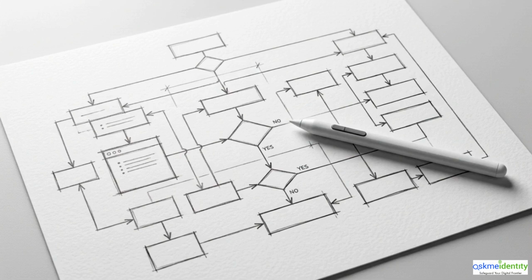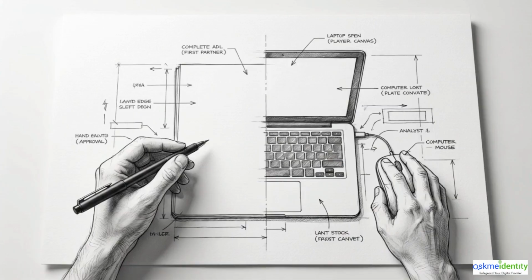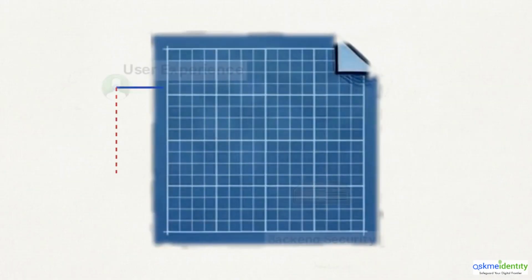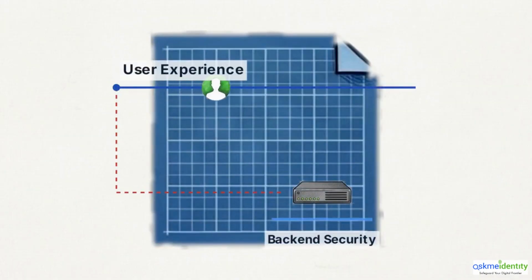To solve this, we are going to build a Customer Identity and Access Management, or CIAM, strategy blueprint. Grab a piece of paper or open a diagramming app. We are going to map this system out step by step, together. Success depends on a technical roadmap that keeps back-end security strong without slowing down the user. This blueprint provides that structure.